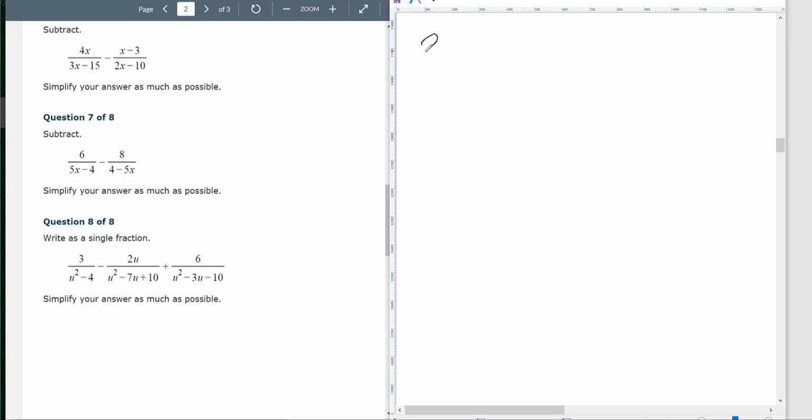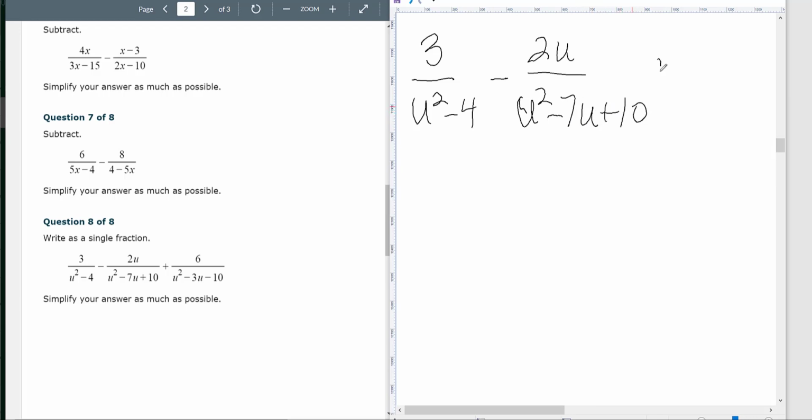Number 8, 3 over u squared minus 4, minus 2u over u squared minus 7u plus 10, plus 6 over u squared minus 3u minus 10.